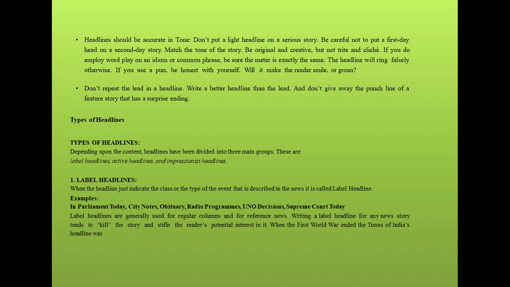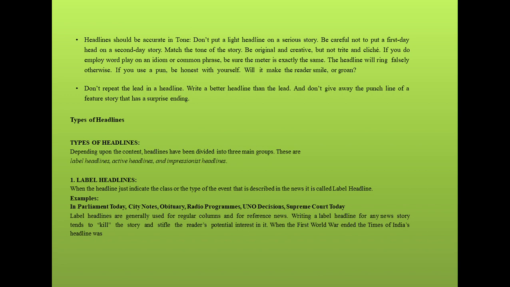Headlines should be accurate in tone. Match the tone of the story. Be original and creative, but do not try to be too clever. If you do employ word play on an idiom or common phrase, be sure the meter is exactly the same. That means the matter has to be the same. The headline will ring false otherwise.